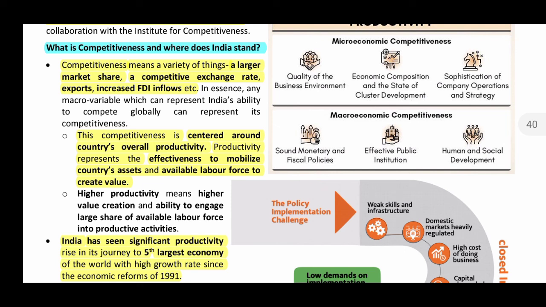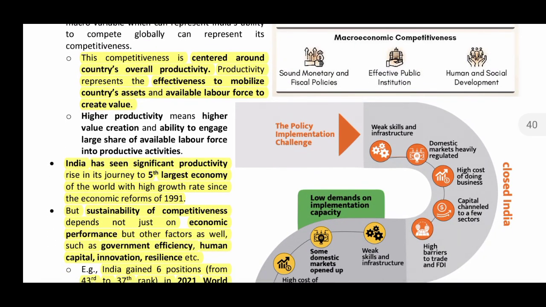So productivity represents the effectiveness to mobilize the country's assets and available labor force to create value. So it will mobilize the country's assets, and labor force participation will also increase. As you know, India has seen a significant productivity rise in its journey to the fifth largest economy of the world, with a high growth rate since the economic reforms of 1991.